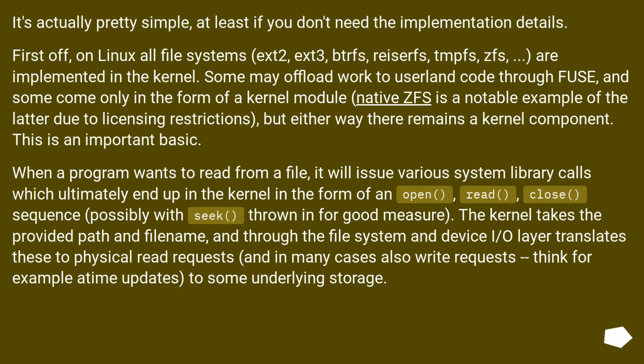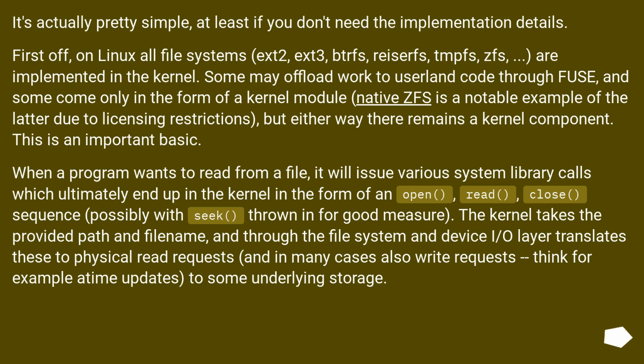It's actually pretty simple, at least if you don't need the implementation details. First off, on Linux all file systems, ext2, ext3, btrfs, reiserfs, tmpfs, ZFS, are implemented in the kernel. Some may offload work to userland code through FUSE, and some come only in the form of a kernel module. Native ZFS is a notable example of the latter due to licensing restrictions, but either way there remains a kernel component. This is an important basic.